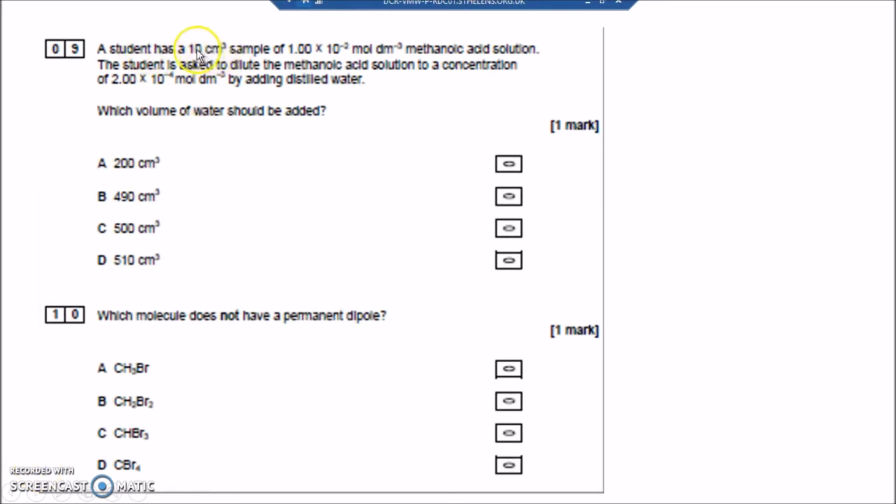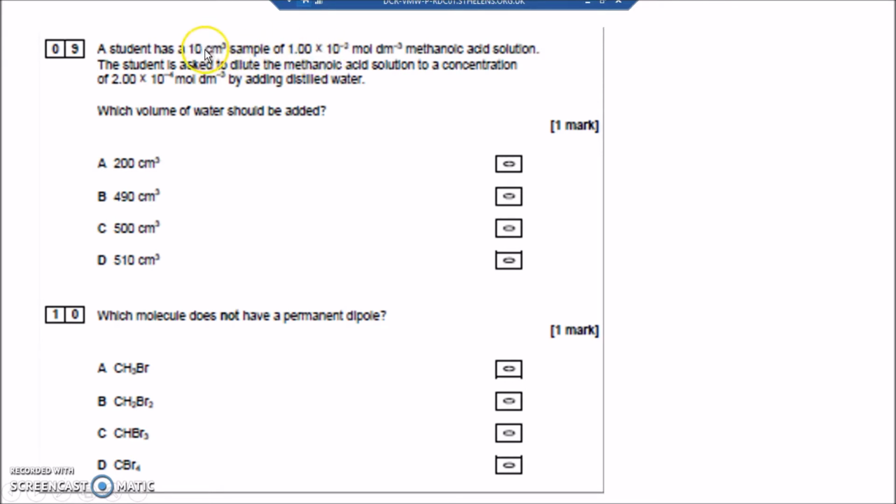Question 9 and question 10 then. A student has a 10 centimeters cubed sample of 1 times 10 to the minus 4 mole dm to the minus 3 methanoic acid solution. I'm not even going to read the rest of the question. I'm going to do this bit first because I know I've got to do this. I've got a volume and I've got a concentration. Why would they give me a volume and a concentration? Concentration equals moles divided by volume. So moles equals volume multiplied by concentration. So if I multiply these two together, I'm going to get the number of moles of methanoic acid. I know I've got to do that, otherwise they wouldn't have given me a volume and a concentration.